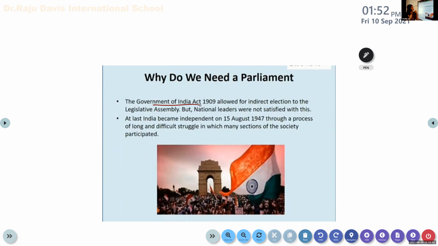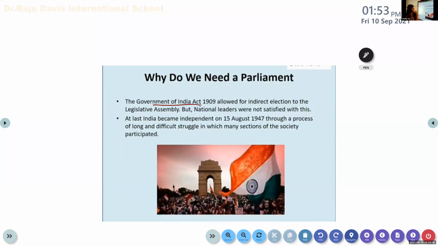So we are electing our representatives, and through these representatives, we are getting a chance to be a part of the decision-making process. Isn't it, children? Yes. The people are electing their representatives, and these representatives are involved in the decision-making process. They decide the laws for the entire country. So through these representatives, all citizens get a chance to participate in the decision-making process.